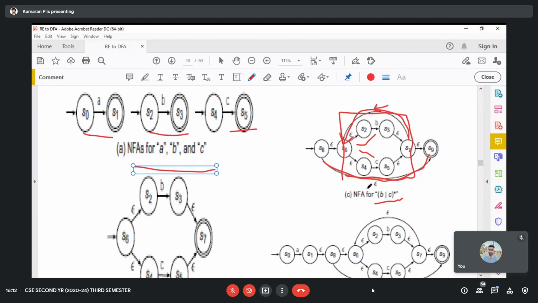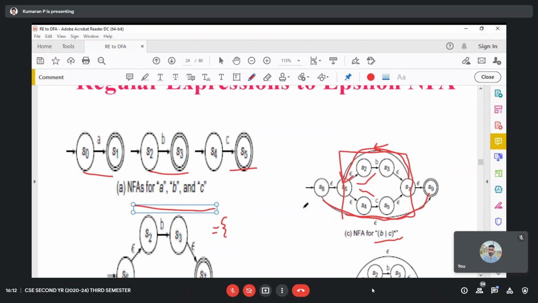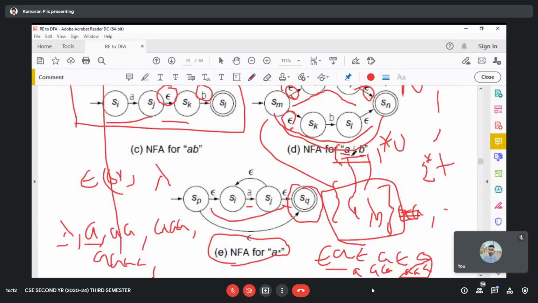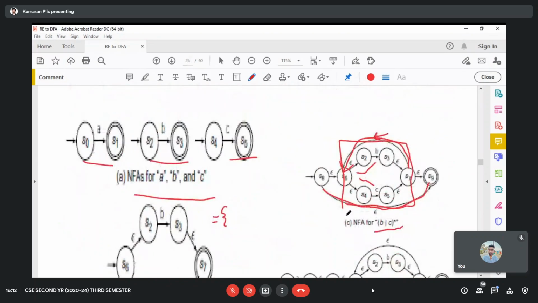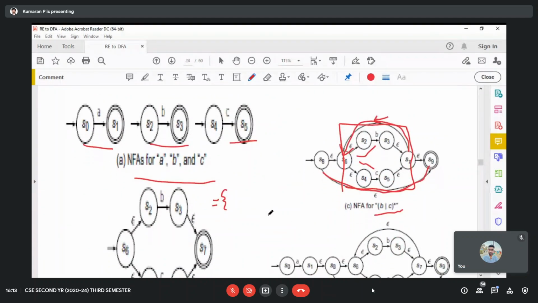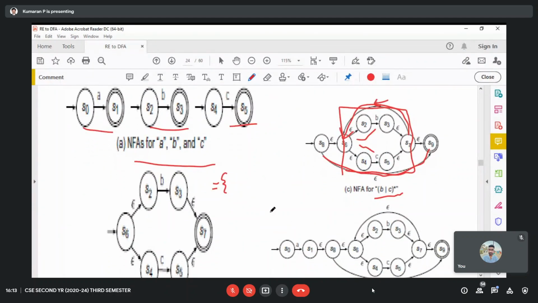Now you can explore the strings of this language. Can someone please unmute and tell me? Previously you have seen the strings of B or C, that is only B, only C. Sorry, AB. Now you can tell me the strings of (B or C) whole star. Come on, young engineers, come on. What are all the strings of (B or C) whole star?